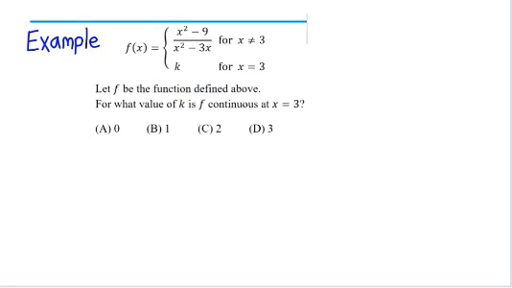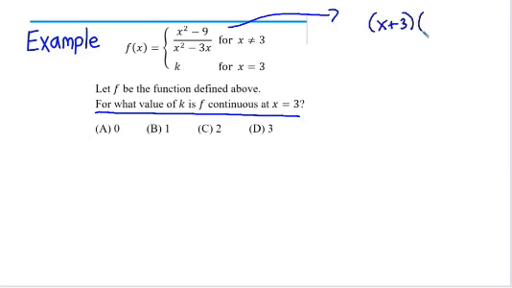Let's look at this first example problem. You just need to be prepared. A lot of times they're going to be piecewise functions. Let f be the function defined above. For what value of k is f continuous at x equals 3? So we know enough up here that I can factor this thing. I can turn it into x plus 3 times x minus 3. And on the bottom, I can pull out an x, and I have x times x minus 3.